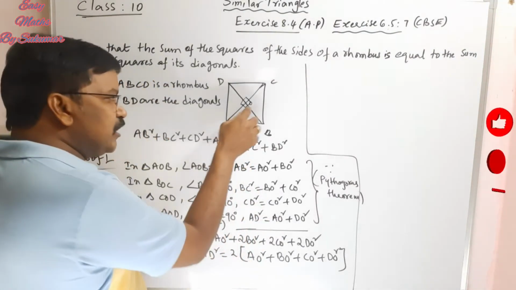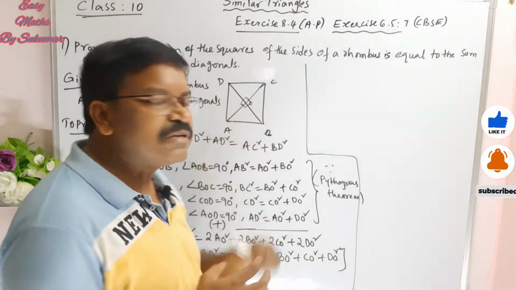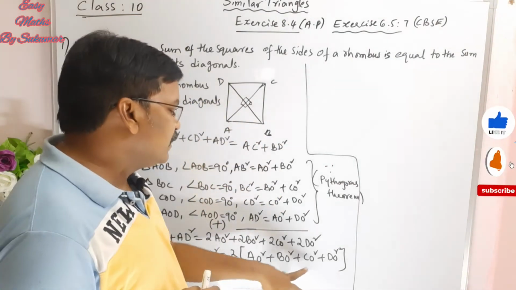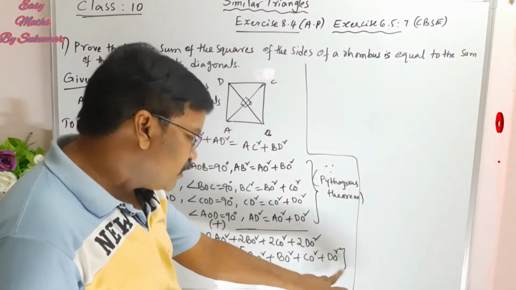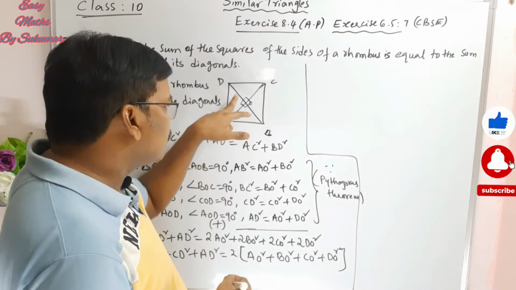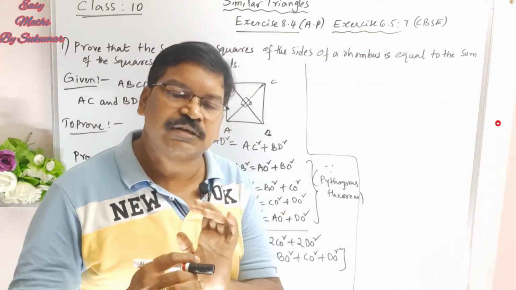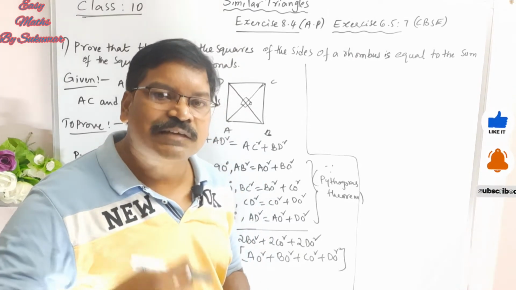Now coming to this AO, how do you write that AO? AO is half of AC. Similarly, this BO is half of BD. This CO is also half of AC. So here this DO is half of BD. Why? I already told that properties of a rhombus. The diagonals bisect each other.